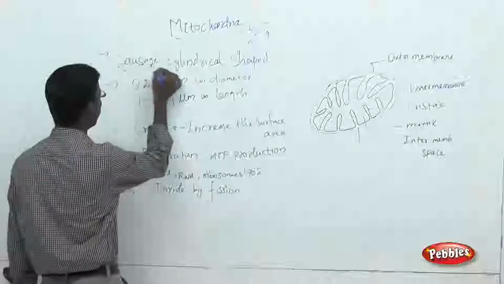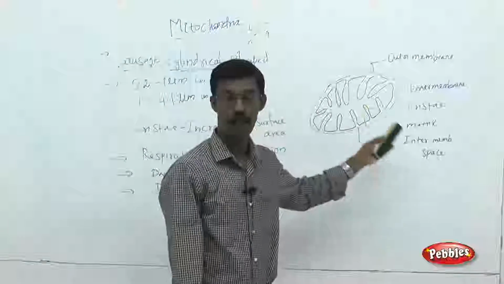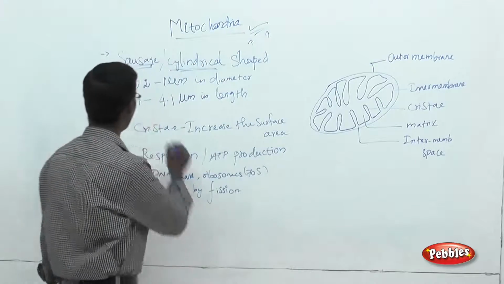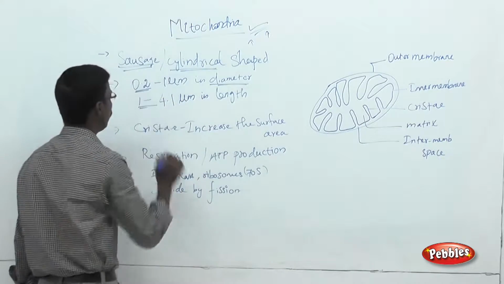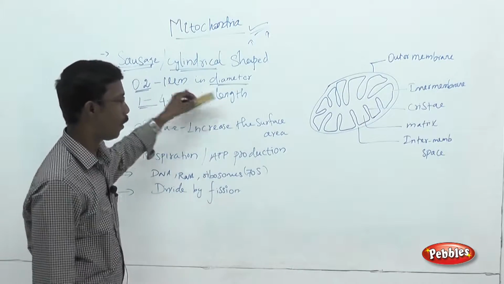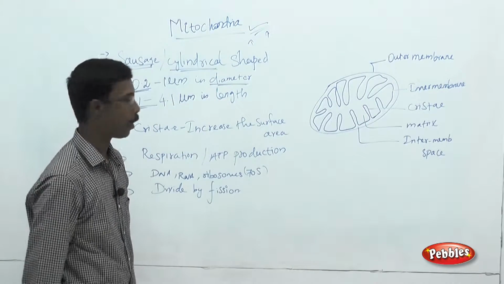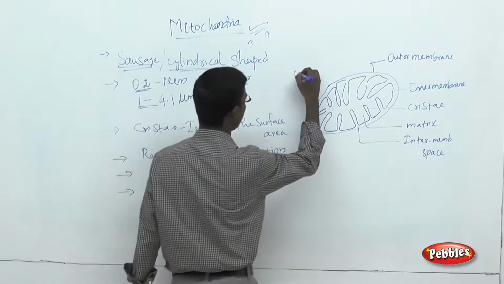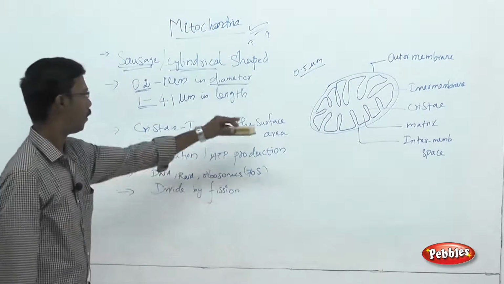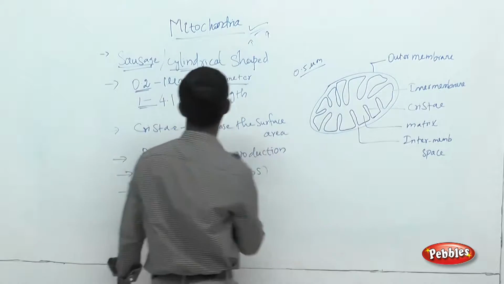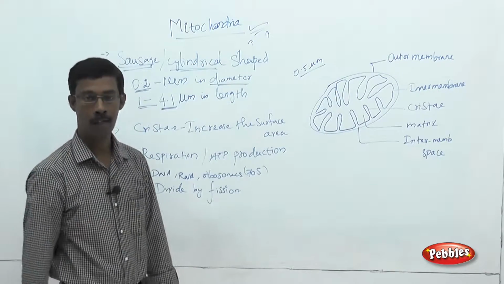Their shape also varies based on the cell. The shape may be sausage shaped or cylindrical. Their size in diameter is around 0.2 to 1 micrometer, a maximum of 1 micrometer, with an average of 0.5 micrometer. Lengthwise, it is around 1 to 4.1 micrometers.